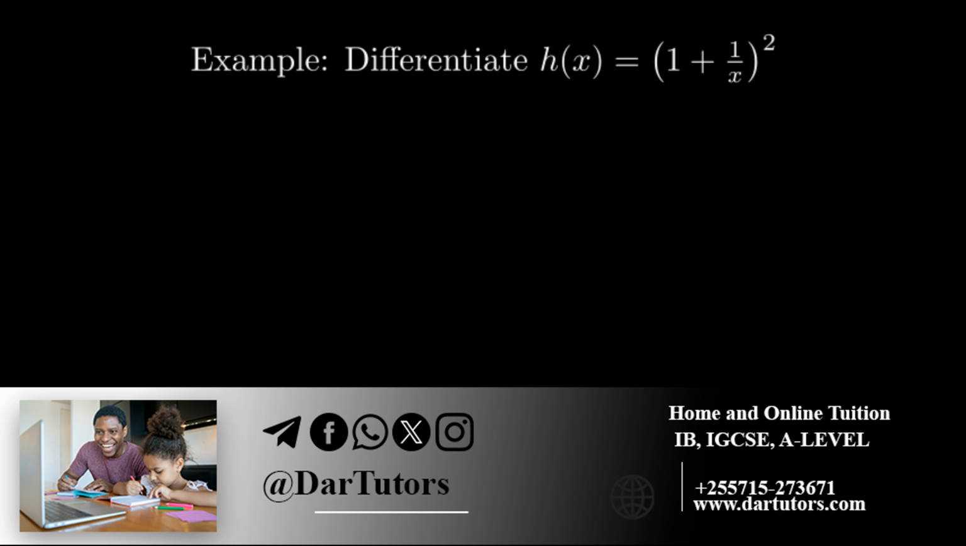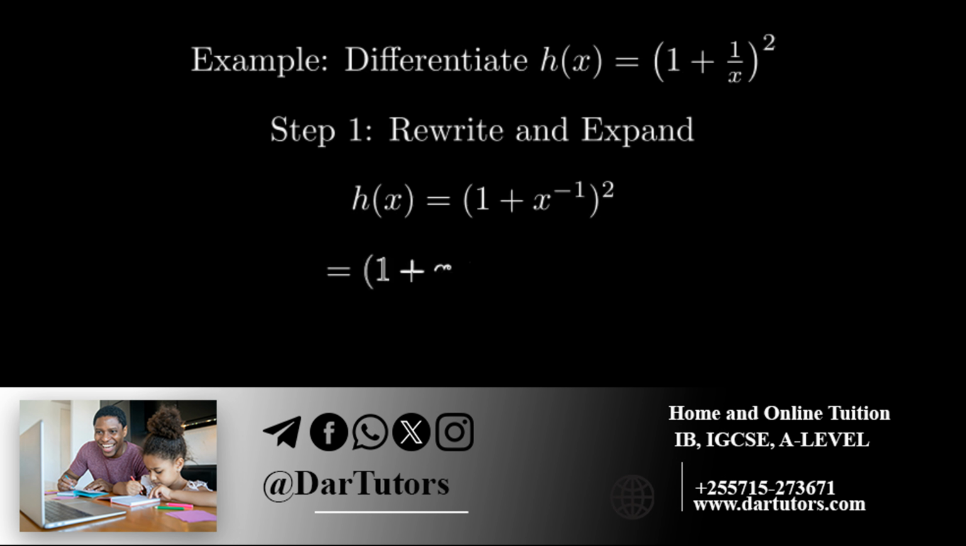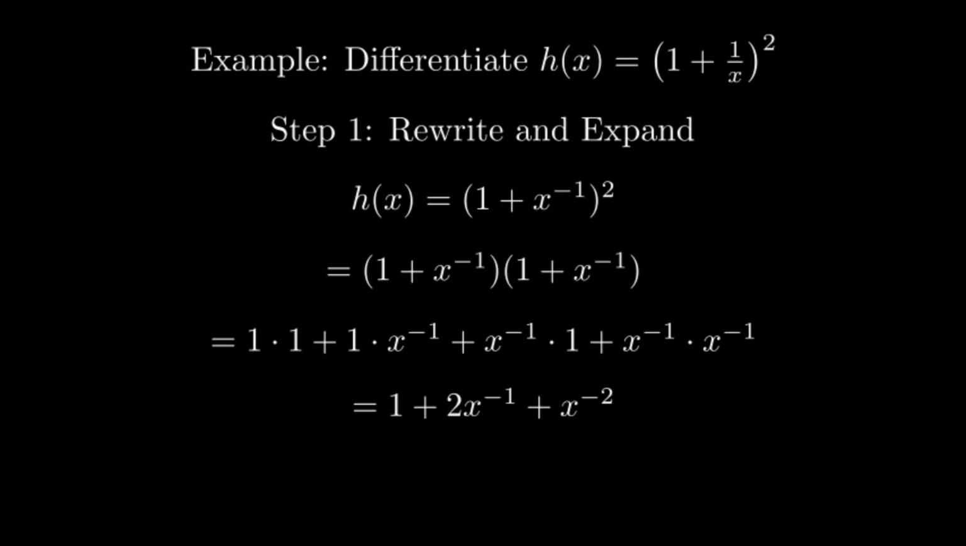Let's tackle one more complex example that brings a few of these ideas together. Let's find the derivative of h of x equals the quantity 1 plus 1 over x, all squared. Once again, we see a product and a quotient. We can't differentiate this as it is. What's our strategy? That's right, we need to expand and rewrite it as a sum of power functions. First, let's rewrite 1 over x as x to the negative 1. So we have 1 plus x to the negative 1 squared. Now we expand the brackets. This gives us 1 plus 2x to the negative 1 plus x to the negative 2.